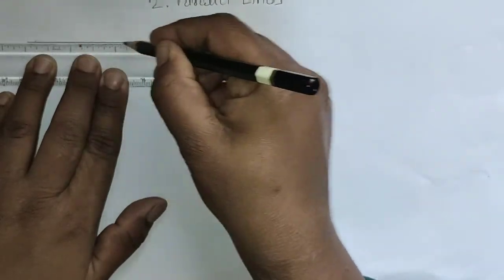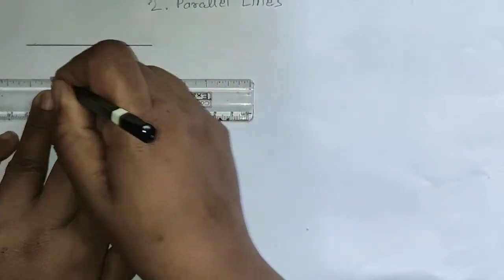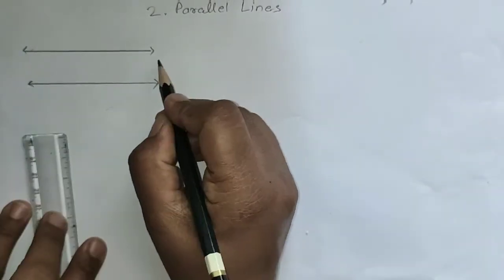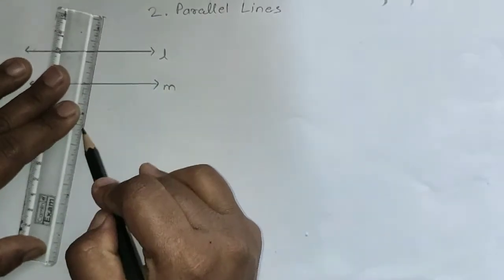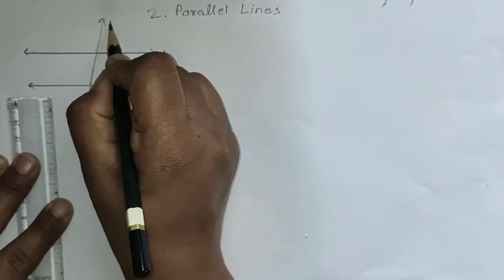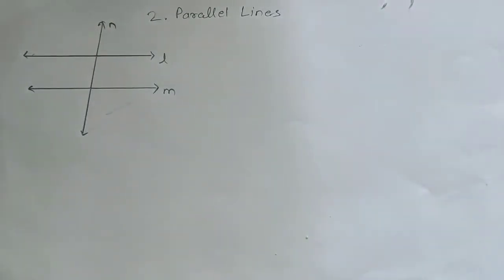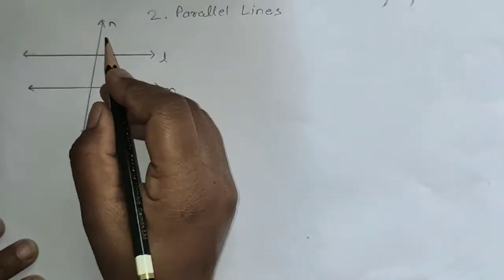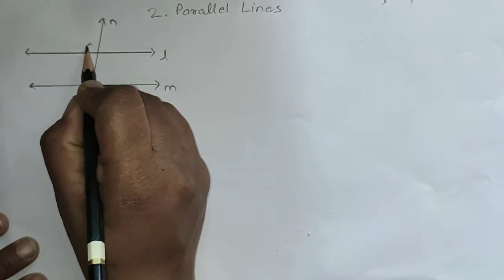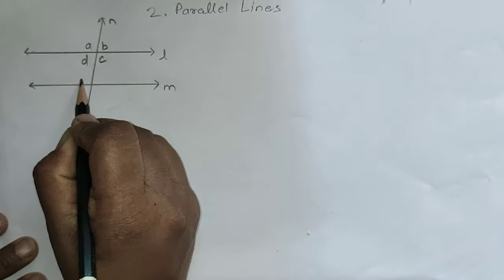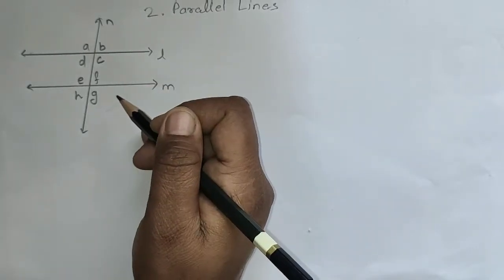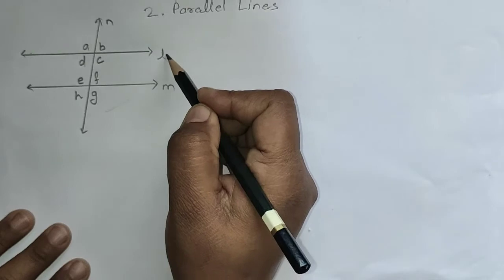This is line L and this is line M, and this is its transversal and its name is N. Because of this transversal, angles are formed, and these angle names are, for example, angle A, B, C, D, E, F, G and H. So these are the angles formed due to the transversal N on lines L and M.